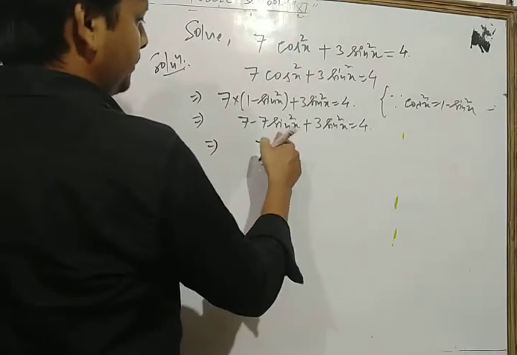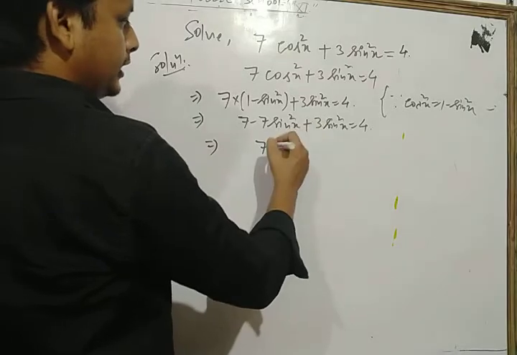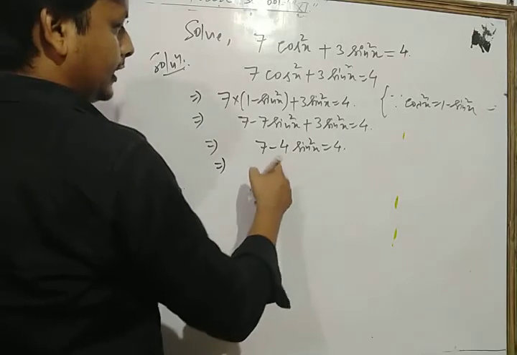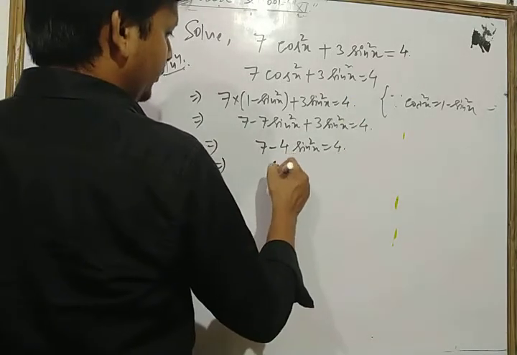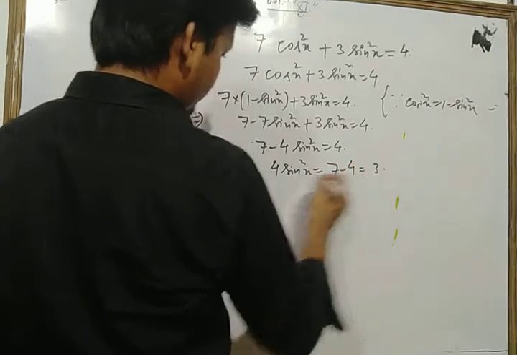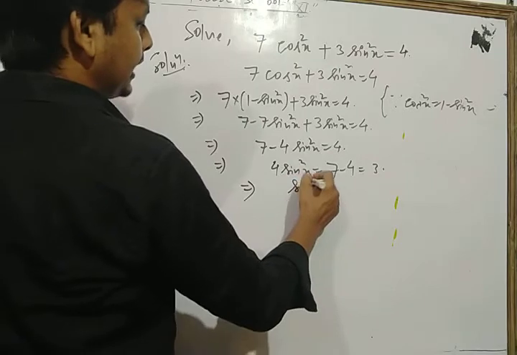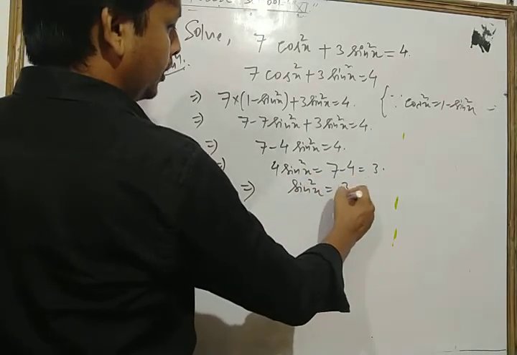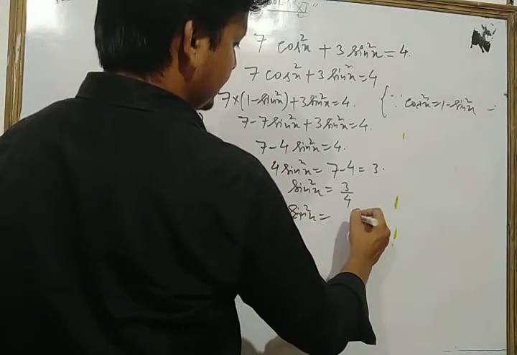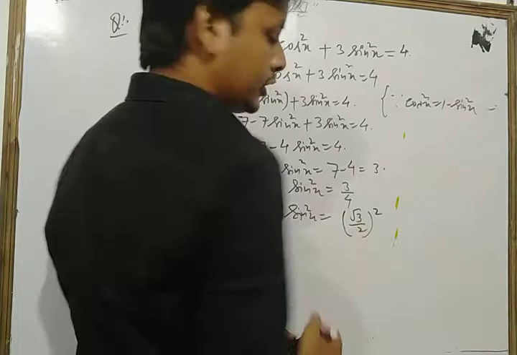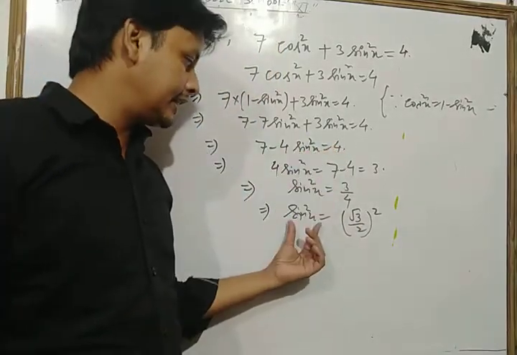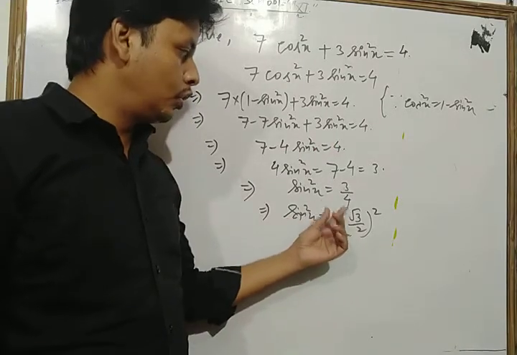Now we get 7 minus 3, that is minus 4 sin square x is equal to 4. So we transfer that to the other side, that is 4 sin square x is equal to 7 minus 4, that is 3. So we get sin square x is equal to 3 upon 4, and we also write it in this way: sin square x is equal to root 3 by 2 whole square.